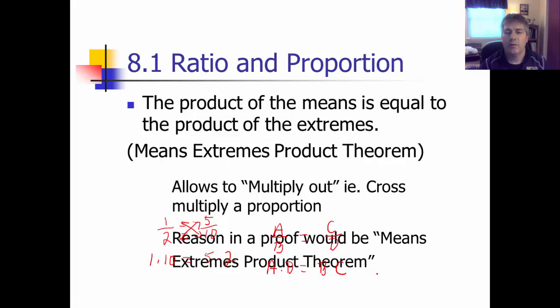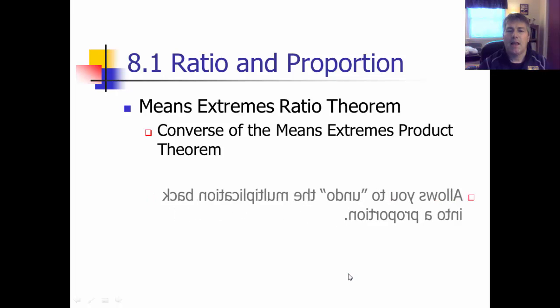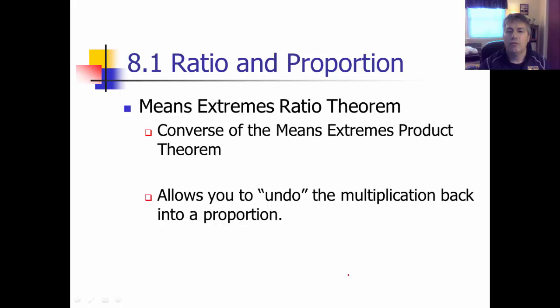And the reason in the proof would be the means and extremes product theorem. In geometry, we also have the means and extremes ratio theorem. It's essentially the converse of the means and extremes product theorem. It allows you to undo the multiplication back into a proportion.